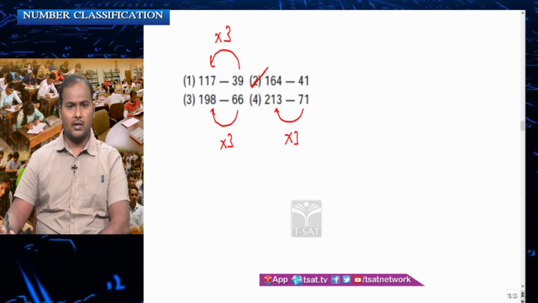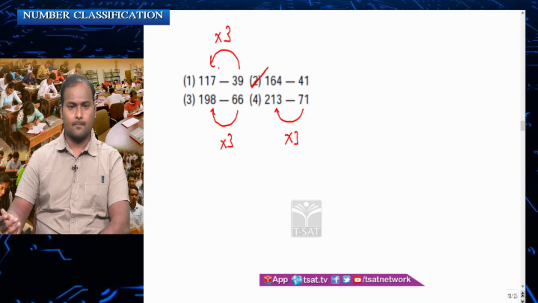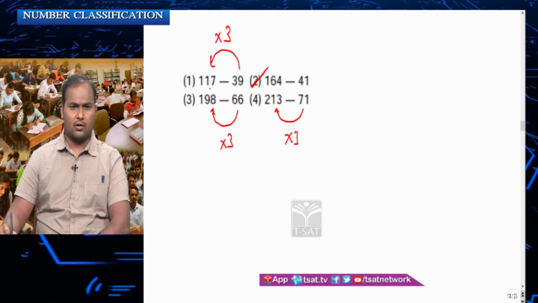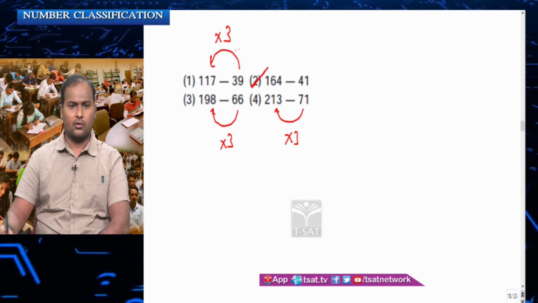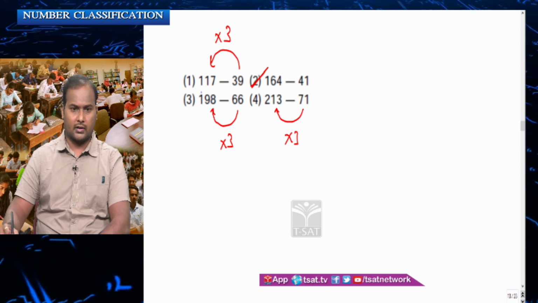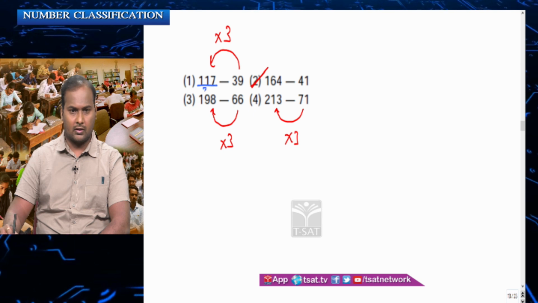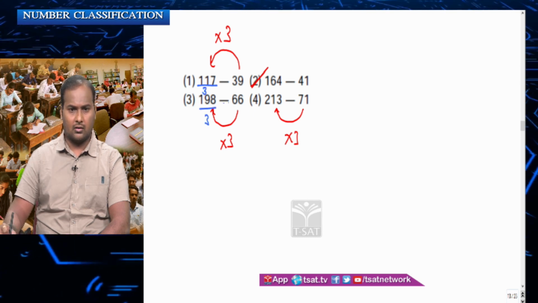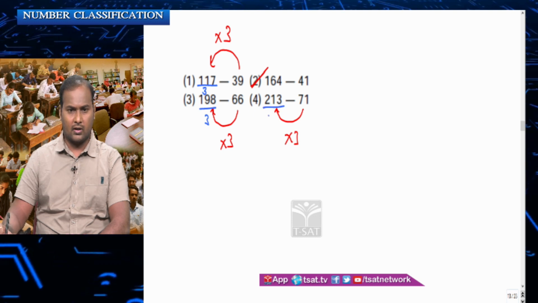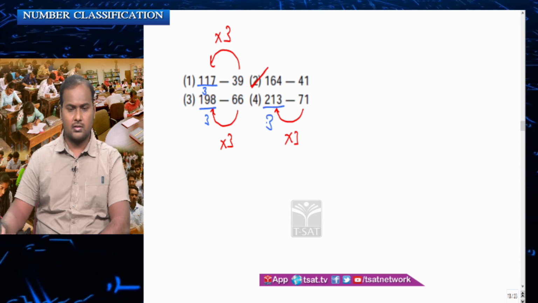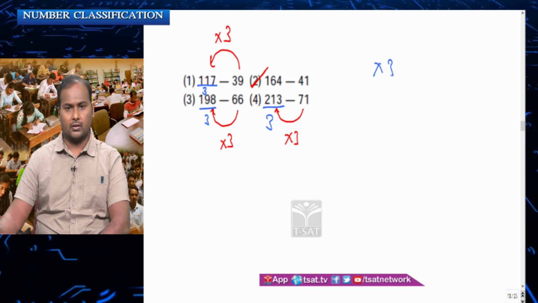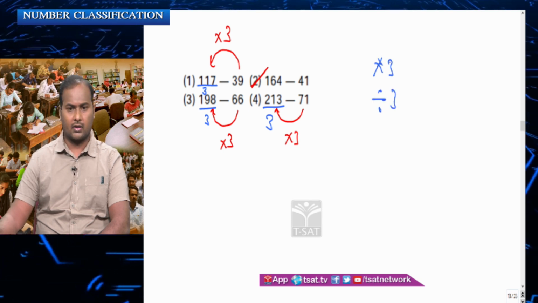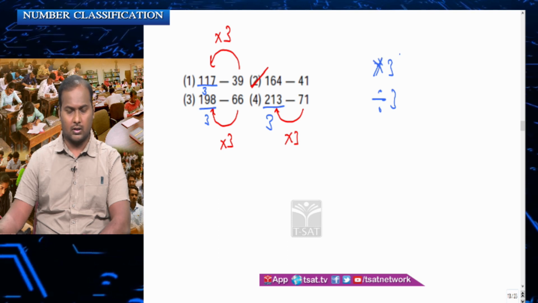Or you may divide also. When you multiply by 3 moving from the left side to the right side, then moving from the right side to the left side you just have to divide by 3, and then also it is correct. Here also, if you divide it by 3, it is correct. Either multiplied by 3 or divided by 3, both are correct. So you can follow any method.